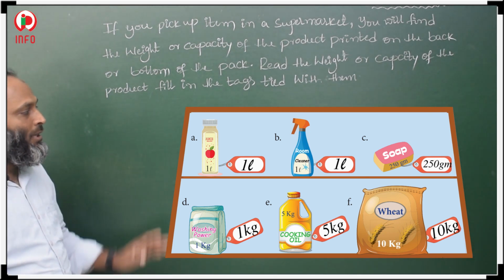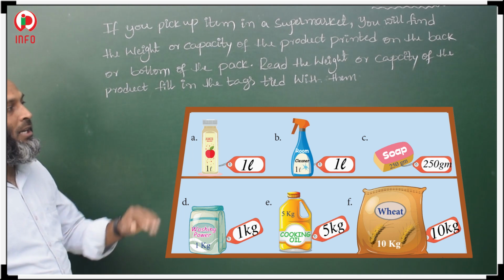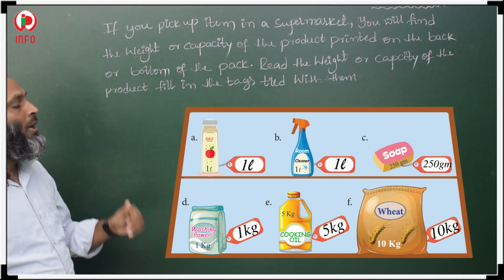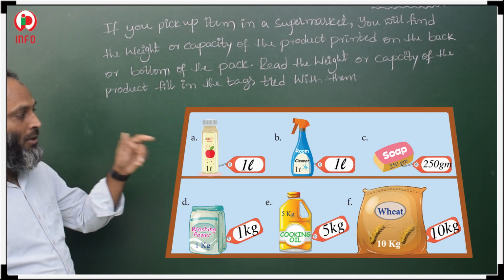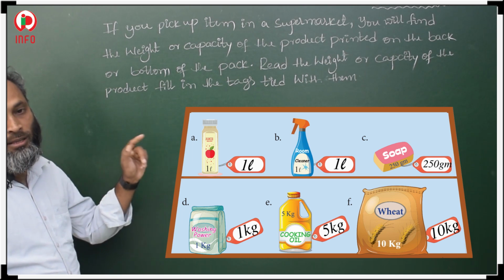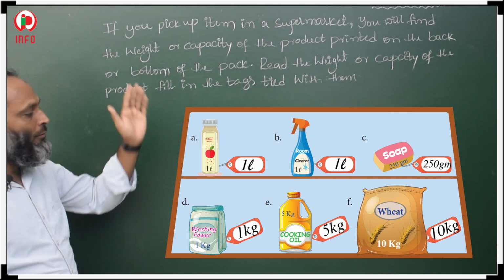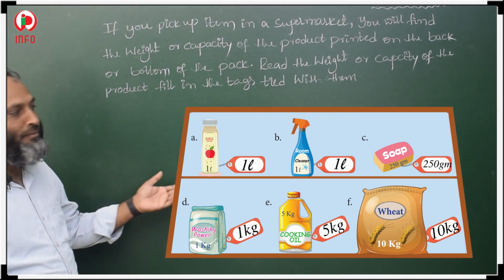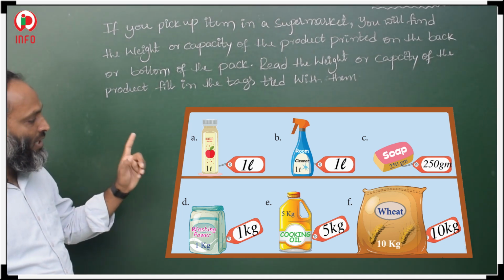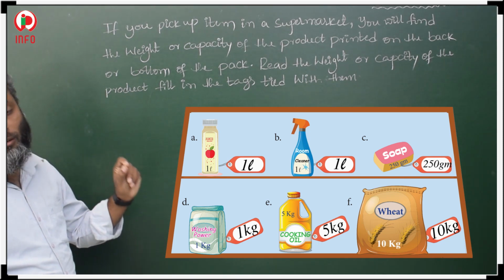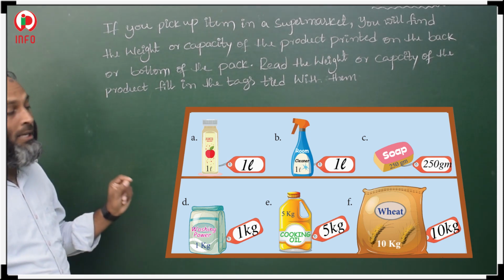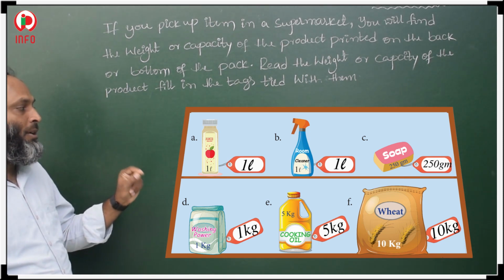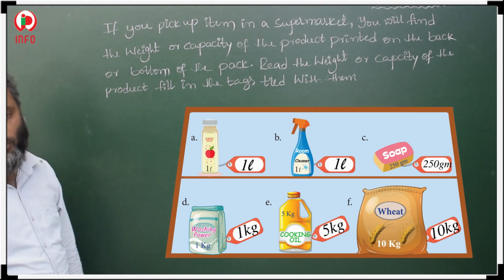Okay, in that way, a total of 6 supermarket products are given. The capacity or the weight is given on the bottom or top of an item. First we should check that, and then we have to write it on the tag. On the tag we should mention the weight of that product.